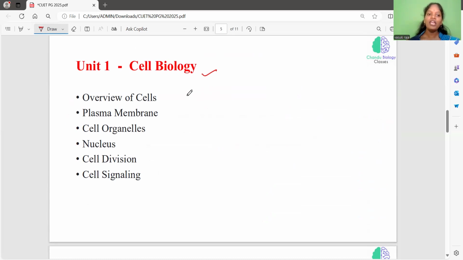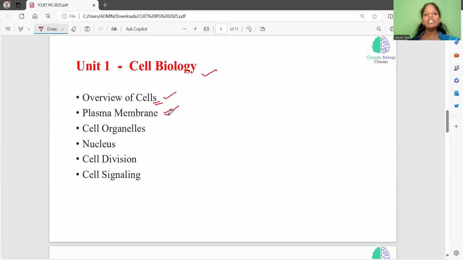As I said before, we have to focus on the overview of cells. What is cell theory and who proposed the cell theory? Starting from that, we have to enter into the cell organelles. Initially, without reading the plasma membrane, we should not enter into the other topics. So after reading the overview of cells, you should know all the information regarding the plasma membrane.